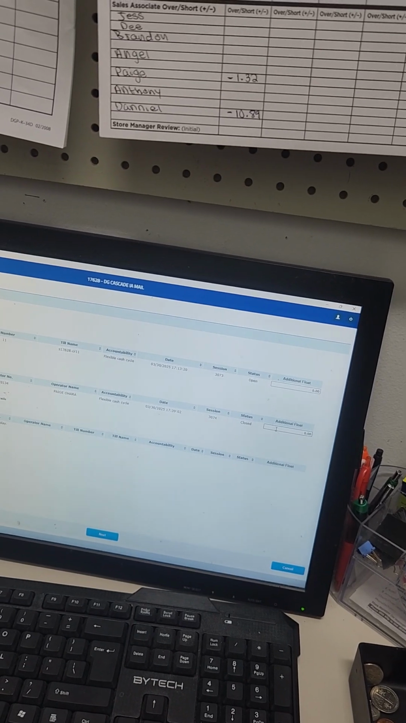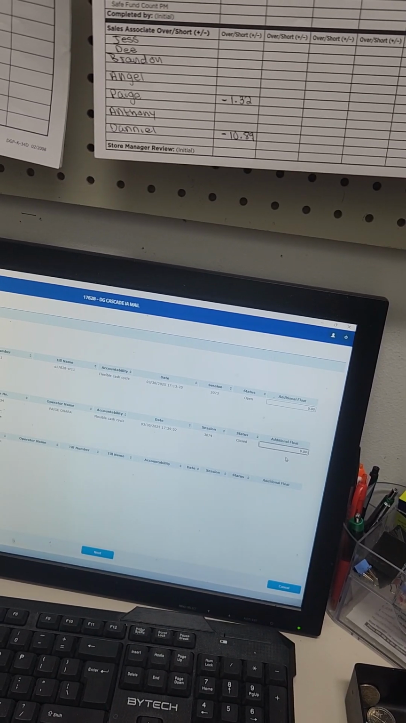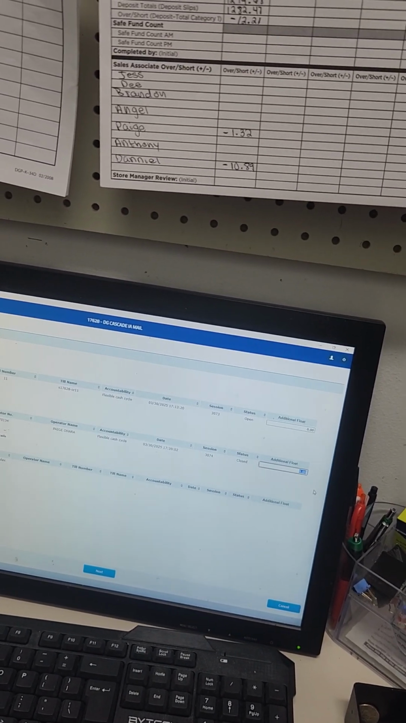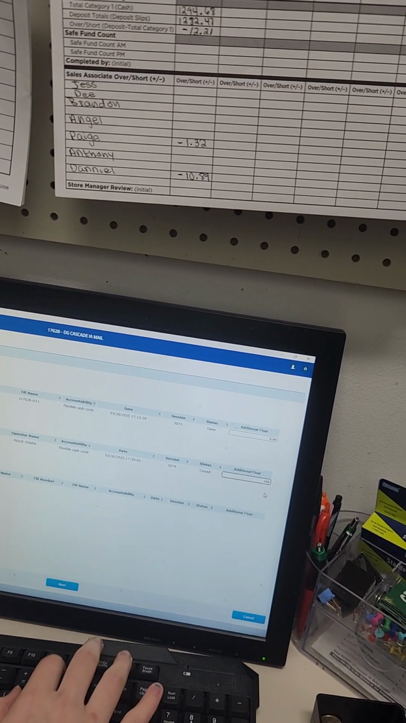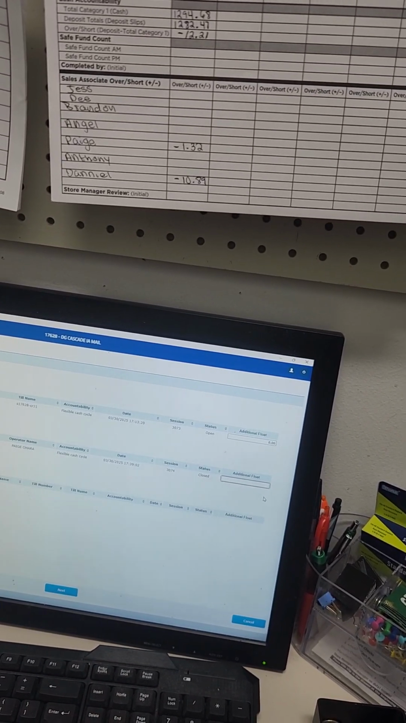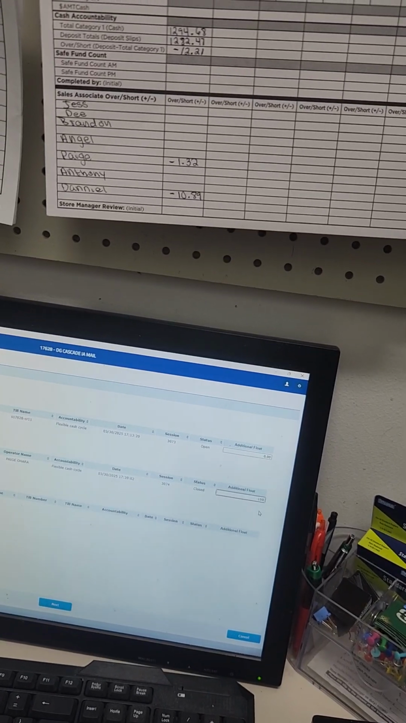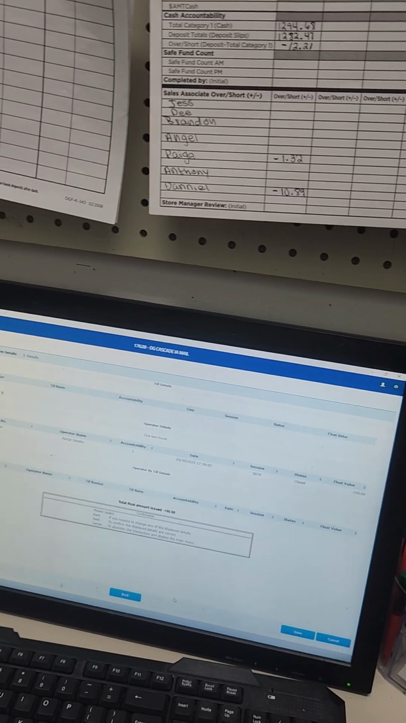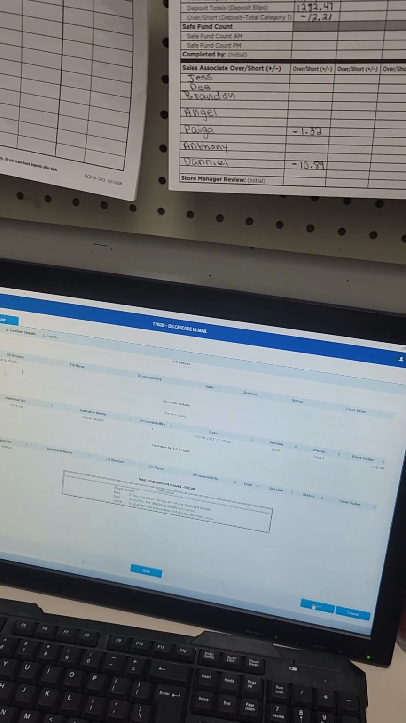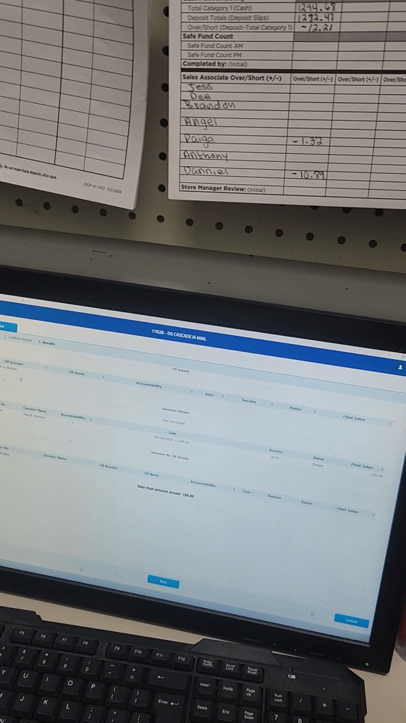And we're going to put in, got to cover the numbers up, hon. 150. Negative 150. Sorry. Because we want to take 150 out. Okay, next. And then save. And then next.